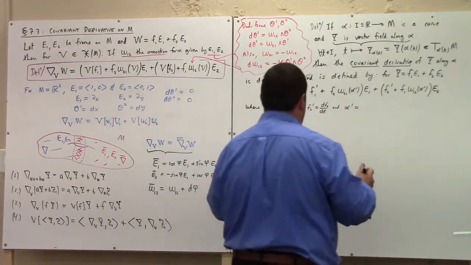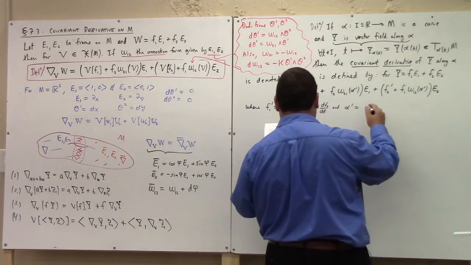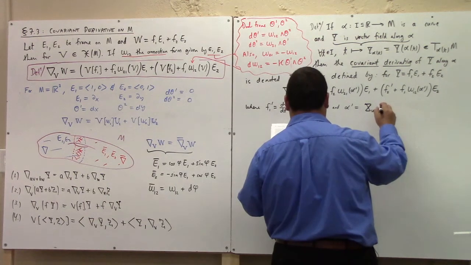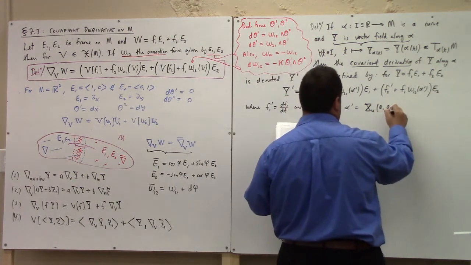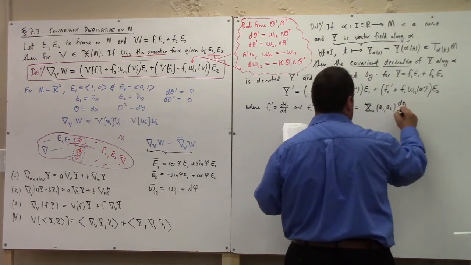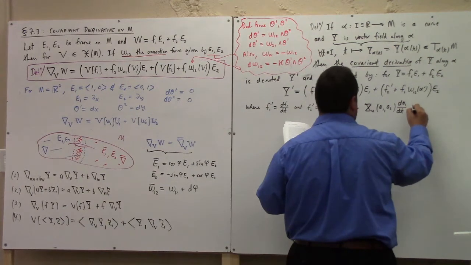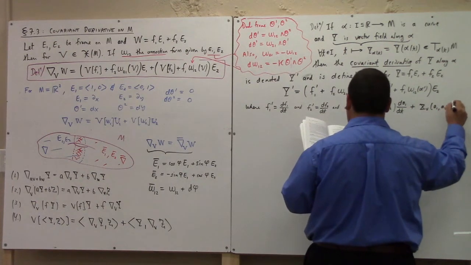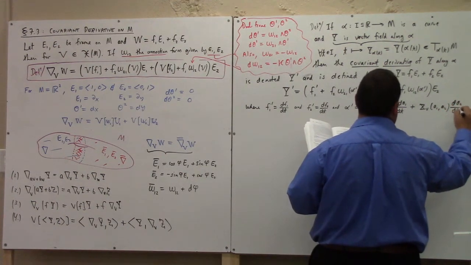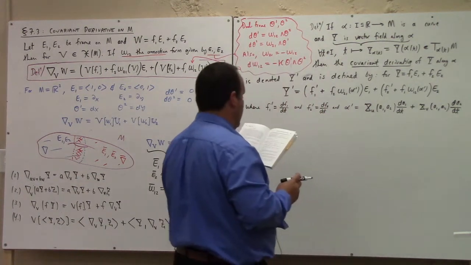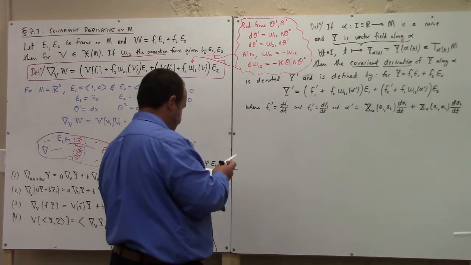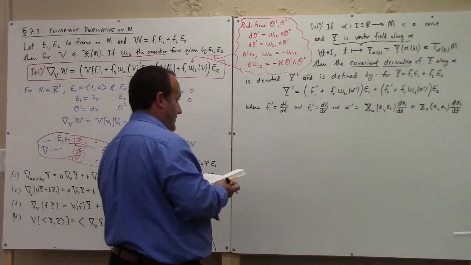So here he fesses up that alpha prime is x_u(a1,a2) dA1/dt plus x_v(a1,a2) dA2/dt. Now you've got to wonder, what is this A1, A2 business, right?